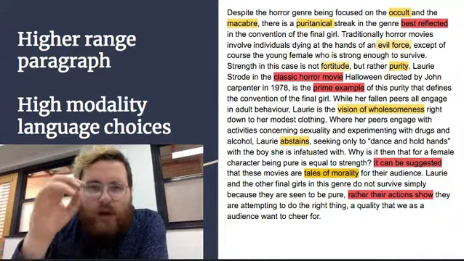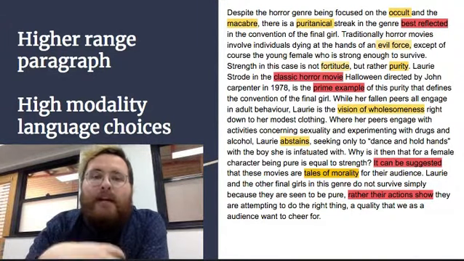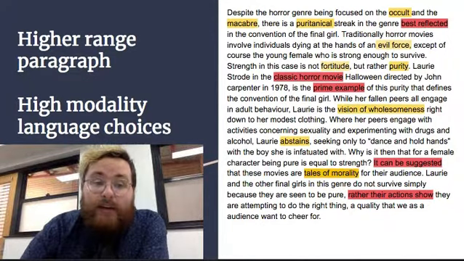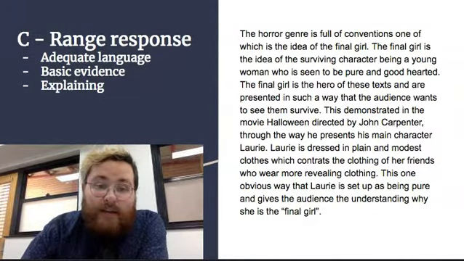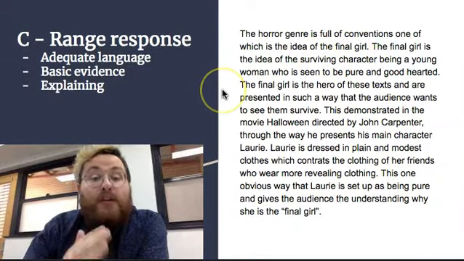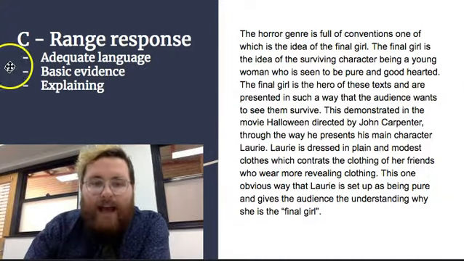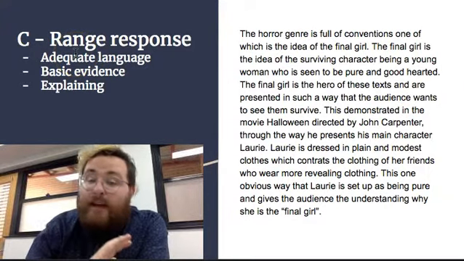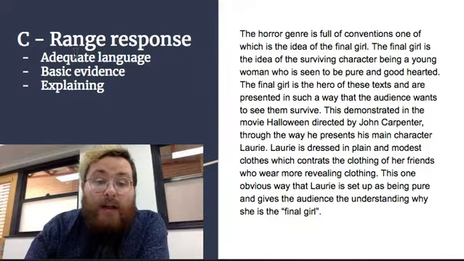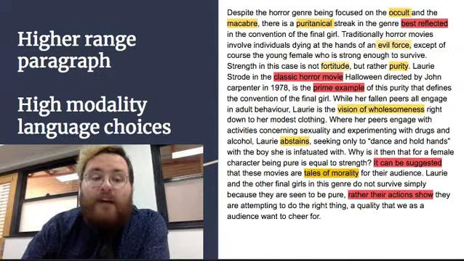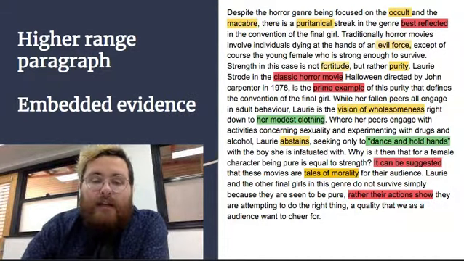And if you look at it, what it's doing is showing a control of language that is beyond just the adequate. Again, let's go back to the C range. The language is very to the point, and it doesn't have high modality, high impact language, which means it is adequate. It's doing exactly what it has to do to explain. But we're moving beyond explain. Okay, so we need to have the high modality choices.